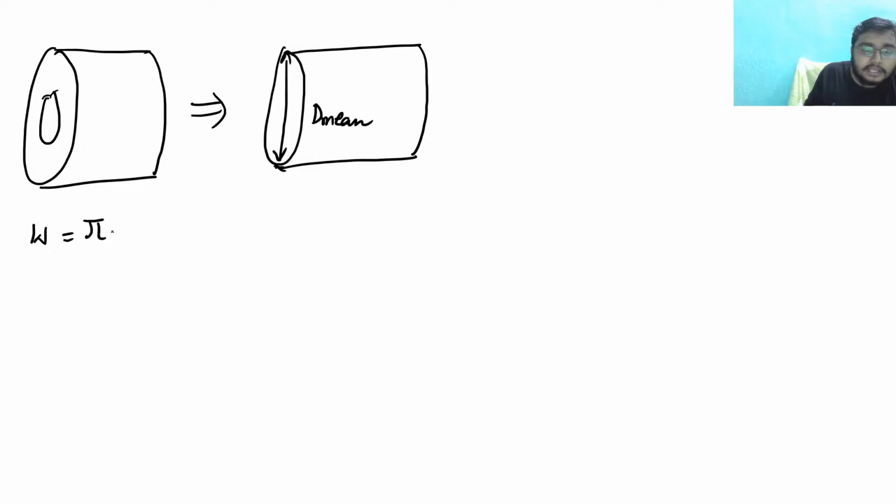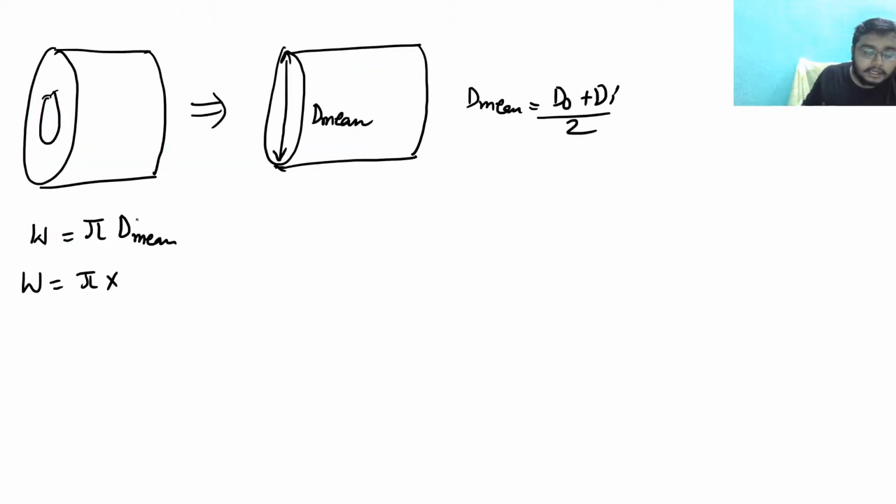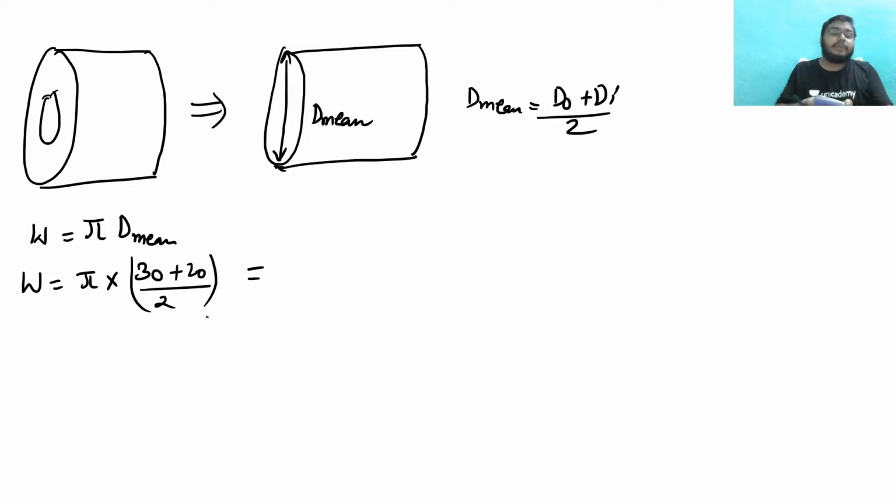What is the width? Width is defined as pi d mean. What is the mean diameter in case of this annular? Can I say that mean diameter in this case would be nothing but outer diameter plus inner diameter by 2? Now width will be pi into outer plus inner by 2. Outer and inner is 30 and 20. So pi into 30 plus 20 by 2. Clear? When you calculate it, this will be 50 by 2, that is 25, 25 pi. So 25 pi you have to calculate, and you will get the answer as 78.53.